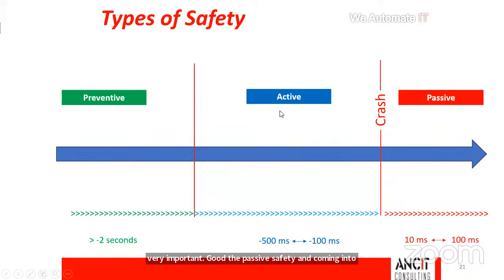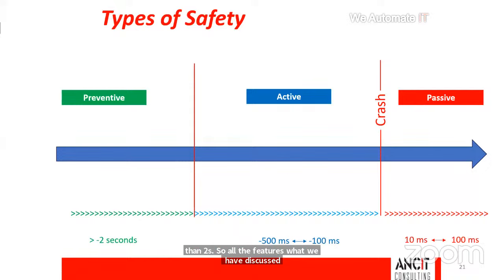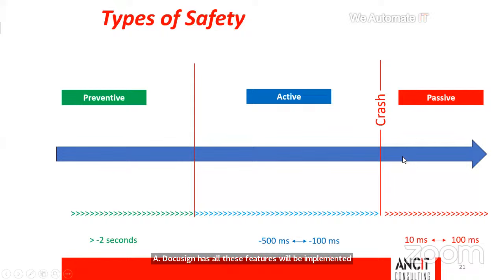And coming to active safety, it will prevent the crash, so it may take within the time period of 100 milliseconds to 500 milliseconds. And for preventive safety, it is less than 2 seconds. So all the features we have discussed, like electronic stability control, ABS, airbag, or driver drowsiness warning, will be activated within their respective timelines, so that they prevent harm. Correct. So this is the purpose of creating the safety features.